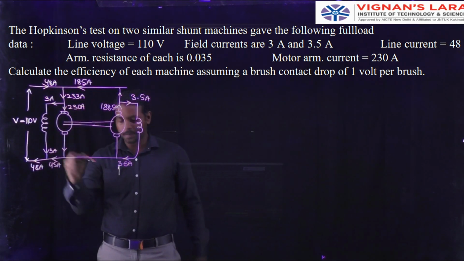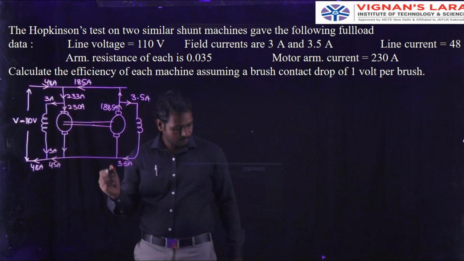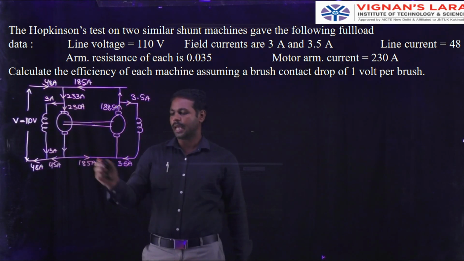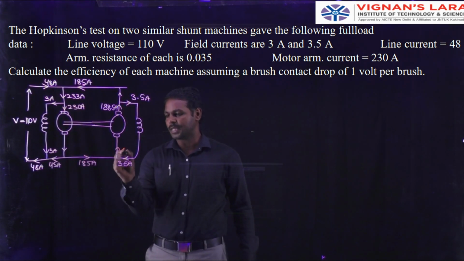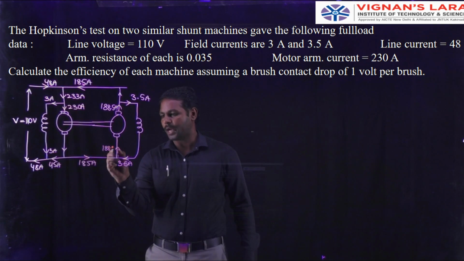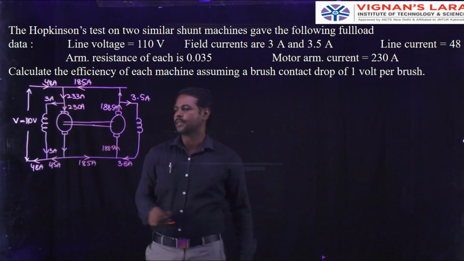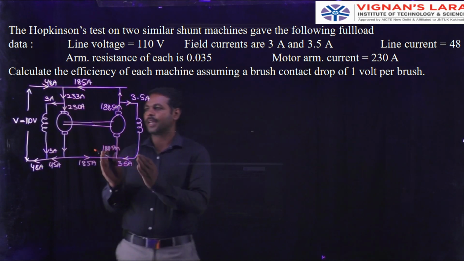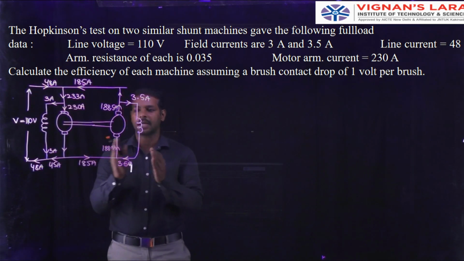So 230 amperes, and in between these two it is equal to 185 amperes. 185 plus 3.5 is equal to 188.5 amperes. So these are the currents represented in a Hopkinson's test or motor generator set.